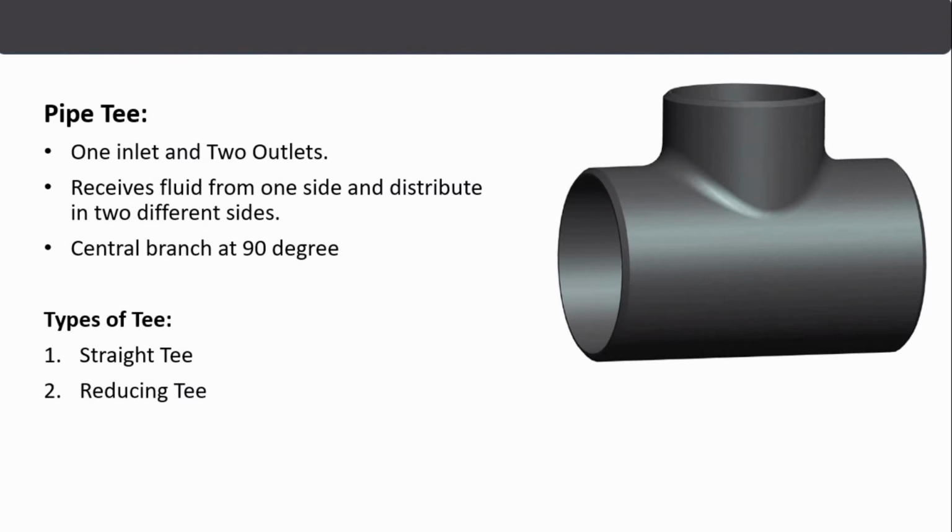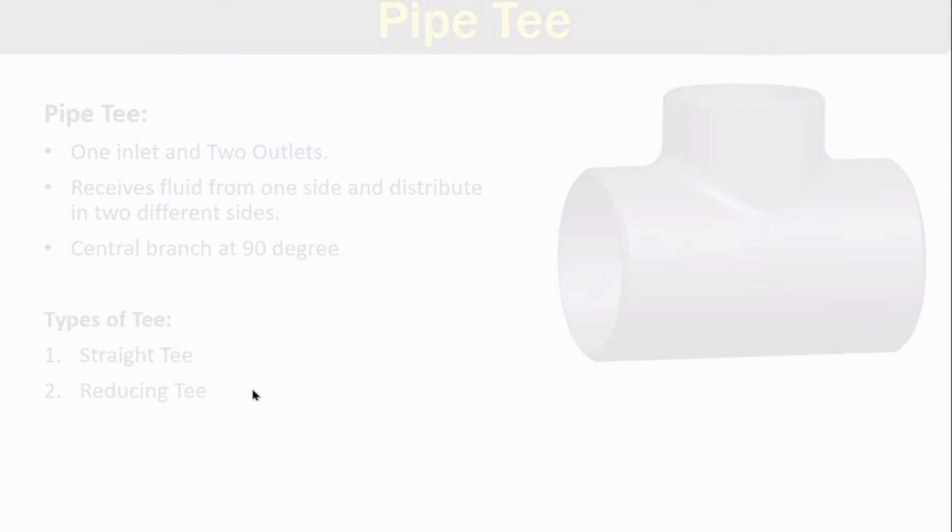Pipe T. Pipe T has three sides. One side is for inlet and two sides are for outlet. Pipe T receives the fluid from the inlet side and it equally distributes the fluid into different sides. So pipe T is commonly used to distribute the fluid in two different directions. Pipe T comes in two different types, straight T and reducing T.